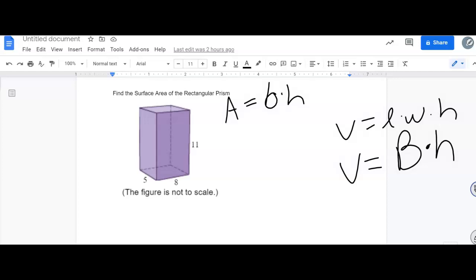It represents the base of the shape. How do you find the base of the shape? Caden. 5 times 8, which is also like, how do you find it? Using letters. Jack. Length times width is the same thing as a big B.